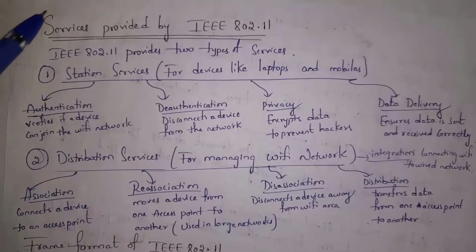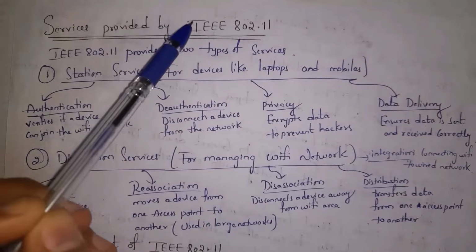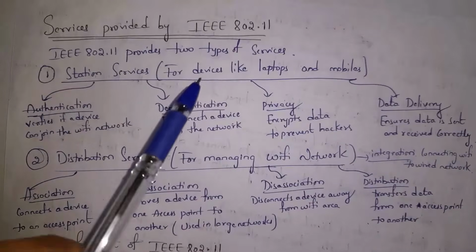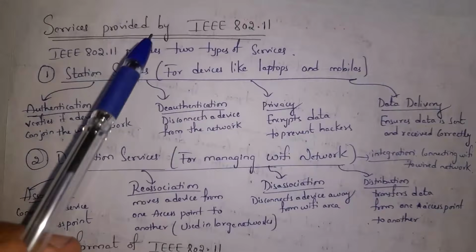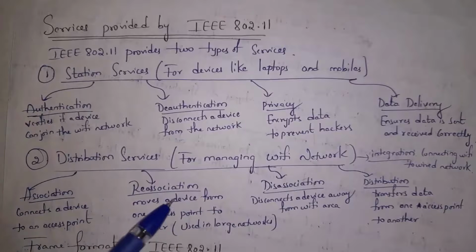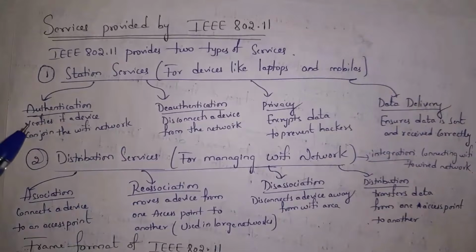Next I will explain the services provided by the IEEE 802.11 standard. This standard provides two types of services. The first one is station services and the second one is distribution services. Stations are nothing but devices like laptops and mobiles. This standard provides various kinds of services to devices. The first one is the authentication service. Authentication means verifying the device. For example, by using my mobile, I want to connect to Wi-Fi. So what I will do is enter the password. If my password is correct, then authentication is successful.